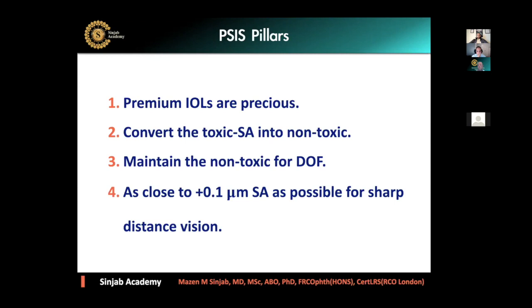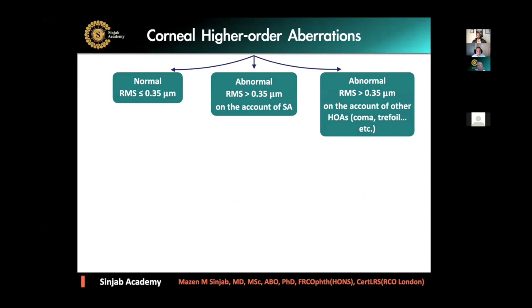Third, if the patient is interested in depth of focus on the account of quality of vision, okay, we have to maintain the non-toxic if he has the non-toxic. Or if the patient would like to have very sharp vision and doesn't care about the depth of focus, in this case, we have to push the spherical aberration that he has as close as possible to plus 0.1 microns, because this is the best that gives very sharp vision, which is the eyes of our children, 19 years old. Good. Corneal high order aberrations. According to that, if corneal high order aberrations is normal, or abnormal on the account of spherical aberration, or abnormal on the account of other high order aberrations, then each one of them has its own path.